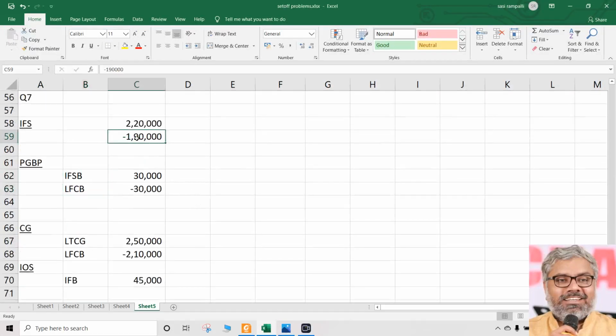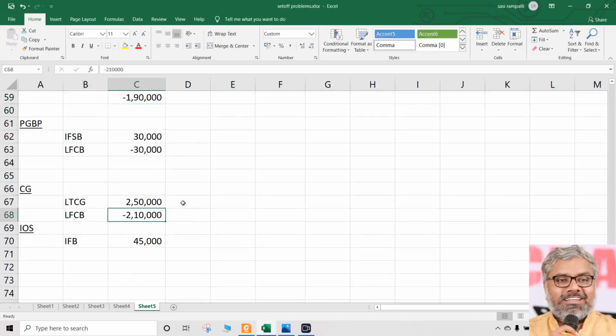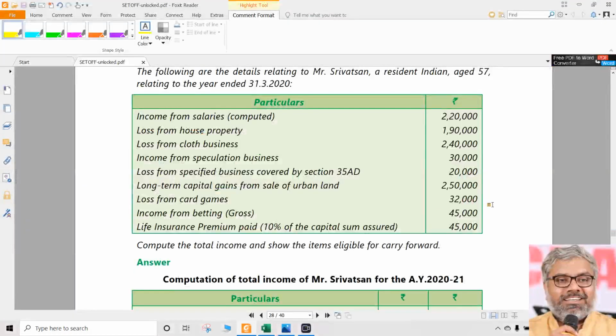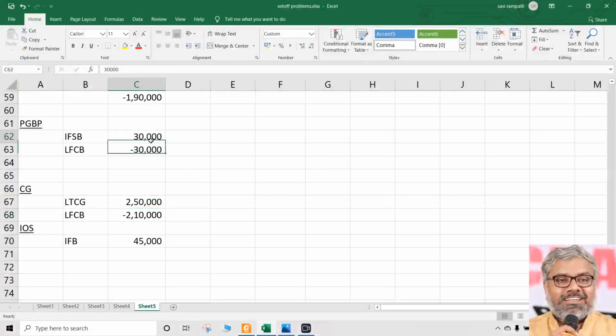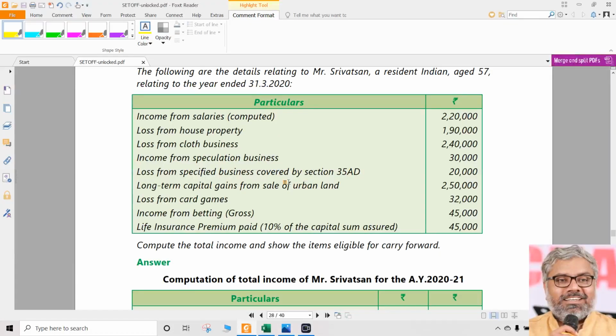And business income loss also. Business loss cannot be set off against salaries, but it can be set off against any other head of income. So the restriction is on the losses, not on the gain. So long-term capital gain can be used to set off any business loss, in this case, which is 2,10,000. Then income from speculative business, can it be used for setting off? Yes, of course it can be used. Again, the restriction is only on loss from speculation business, which cannot be set off against the income of normal business, but income from speculation business can be used for setting off loss from any business like cloth business in this case. So this 30,000 what we used is also correct.